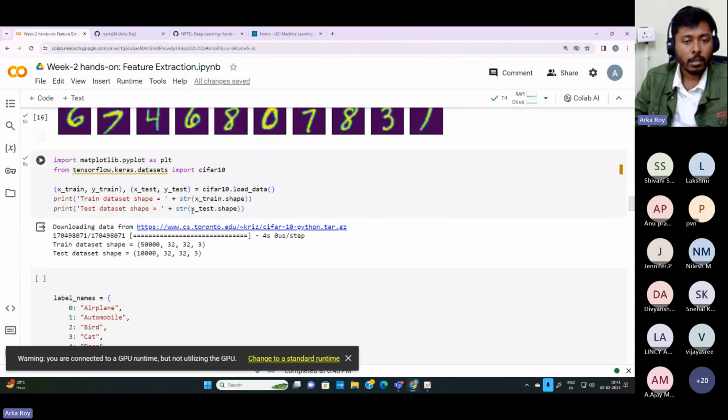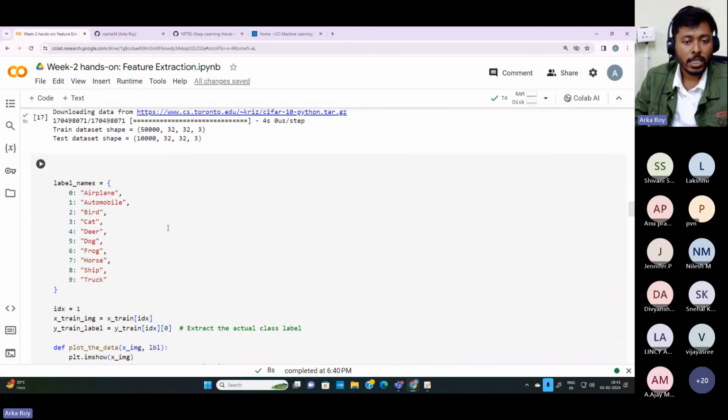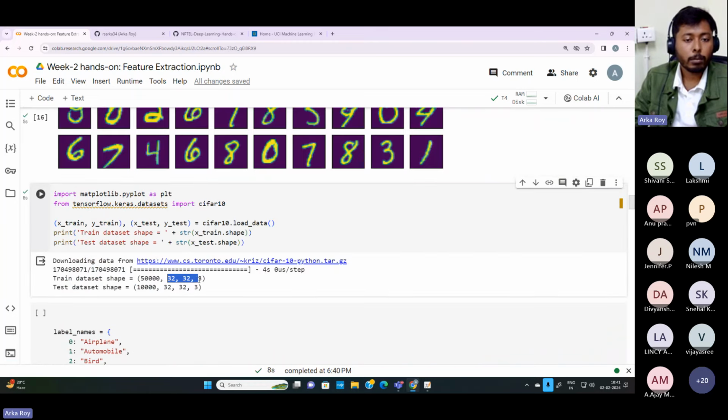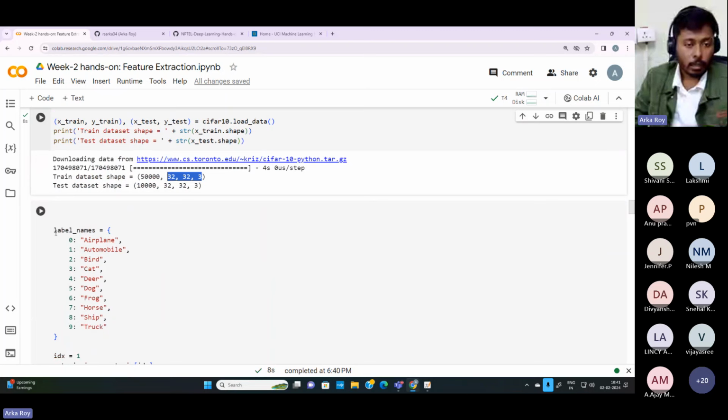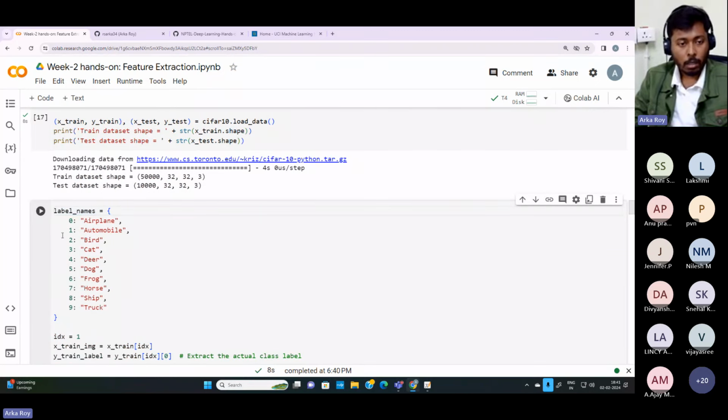Over here, these images are colored images, so there will be 3 planes associated, red, green, and blue. That is why the shape is 32 by 32 by 3. And a total of 10 classes are there. The classes are like aeroplane, automobile, bird, cat, like that.